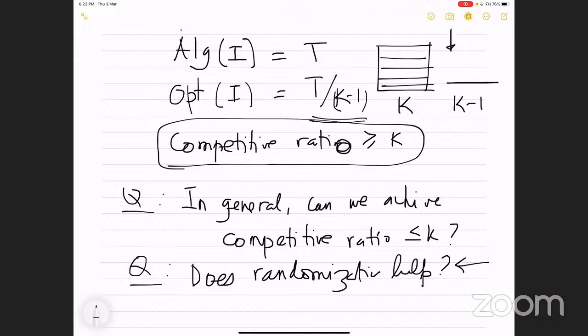But let me say what the answers are. First answer is that yes, there is an algorithm which has a competitive ratio of at most k. So in some sense, this k is the right competitive ratio. But if you allow me randomization, I can get a competitive ratio of log k. So there's a huge improvement from k to log k here. And that theme runs through the entire area of online algorithms, that if you allow randomization, I can do much better.